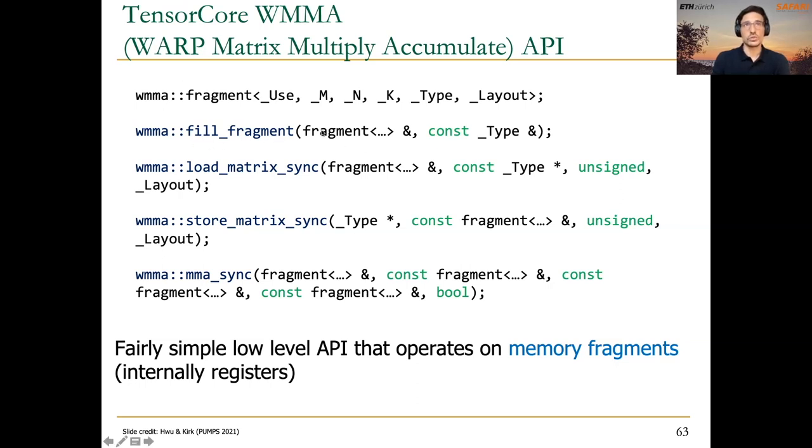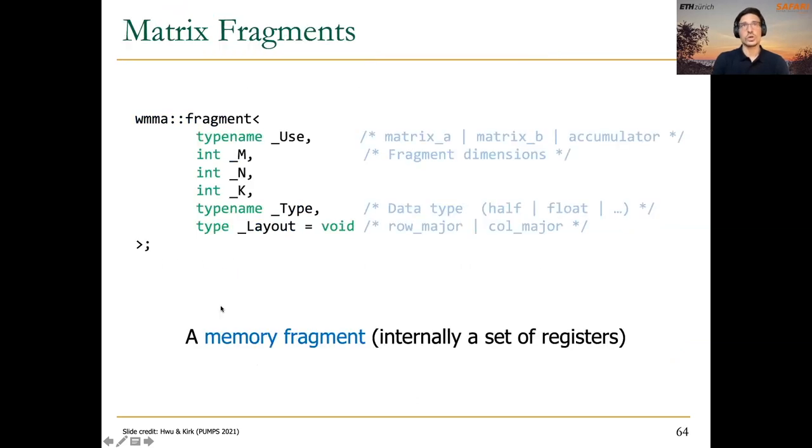Here you can identify this one, fill fragment, is for initialization. This is to load a fragment from global memory into the registers, to store a fragment back to global memory, and to perform the matrix multiplication operation. So let's take a closer look at each of them.